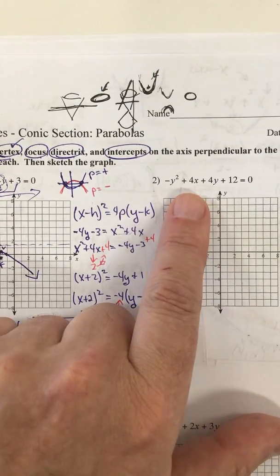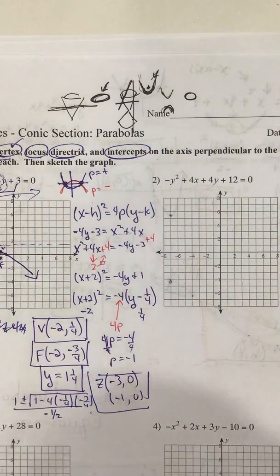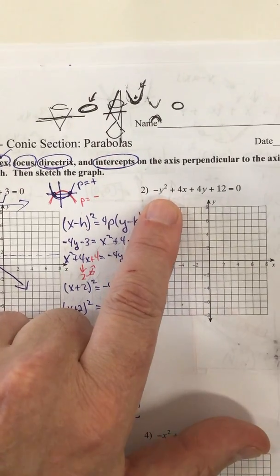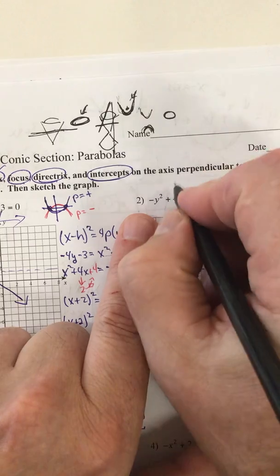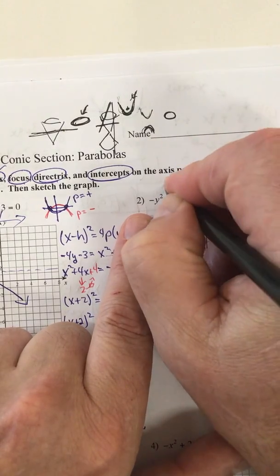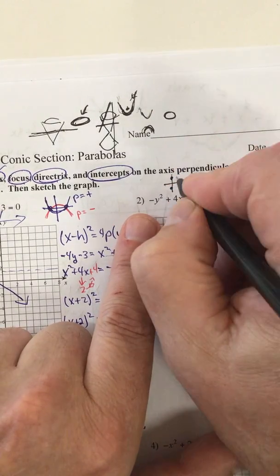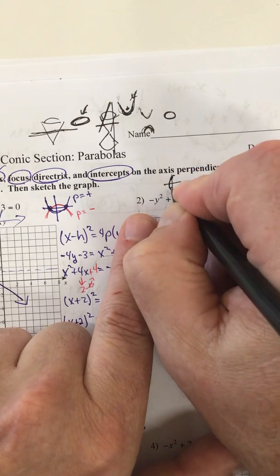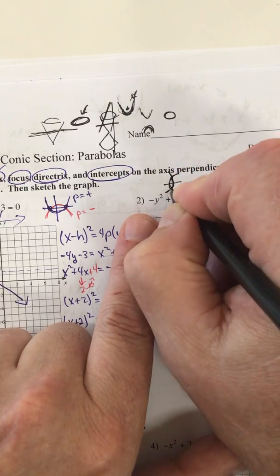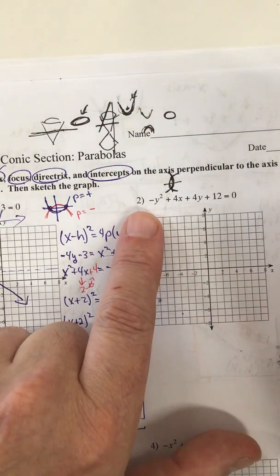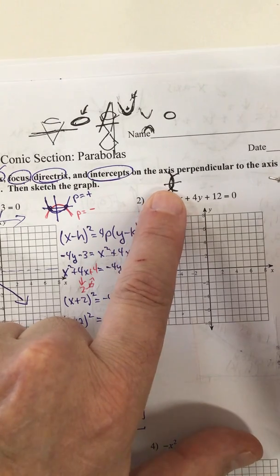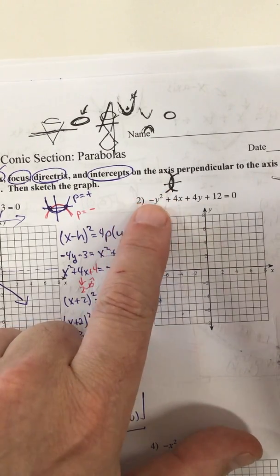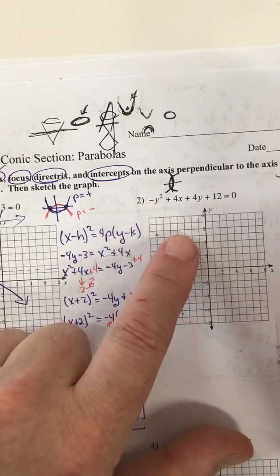Okay, number 2 now has something different going on. Notice the y is squared. That means it's going to cross the y-axis twice, something like this. If the p ends up being positive, it's going to go to the right. If the p ends up being negative, it's going to go to the left. So it's going to be opening to the right or opening to the left because the y is squared.